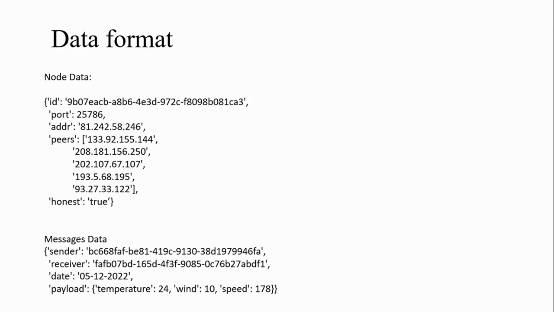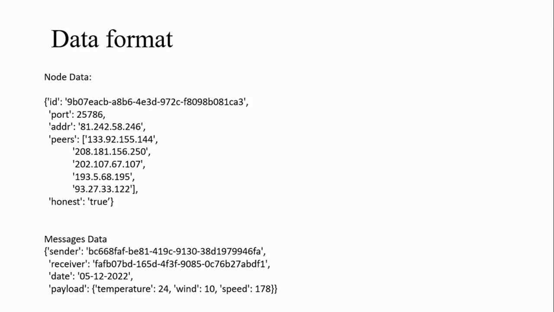If you see here, the id specifies the sender or a receiver, and the address specifies the IP address of the particular ID. The port specifies which port the IP is connected to, and the pairs specify the list of IP addresses that the ID is connected to. And honest specifies whether we can believe the data or we cannot believe the data. True specifies we can believe, false specifies we should not believe.